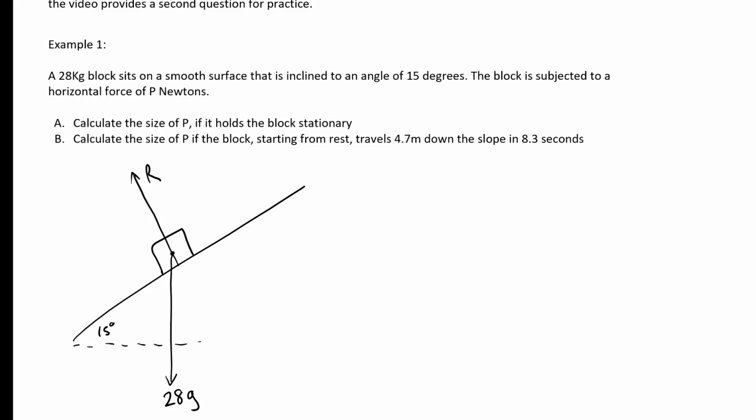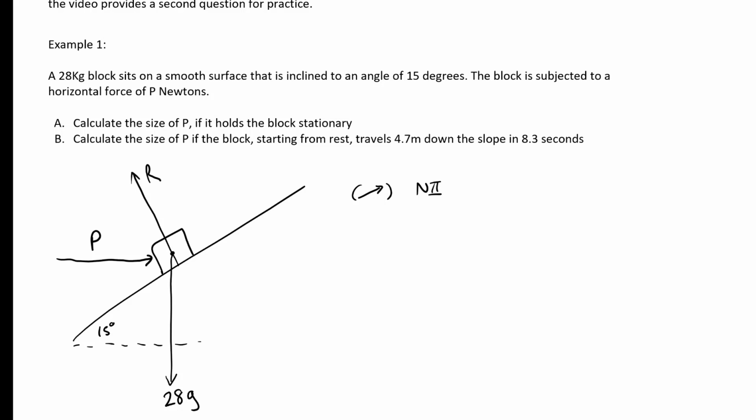To tell whether it's acting to the right or the left, we need to see part A. Calculate the size of P if it holds the block stationary. So if it's holding the block stationary and it's horizontal, it's got to be pushing to the right. That's P. As it's holding it stationary, we don't need to put the acceleration arrow onto the picture, and we can go straight into resolving forces. So we resolve forces up the slope.